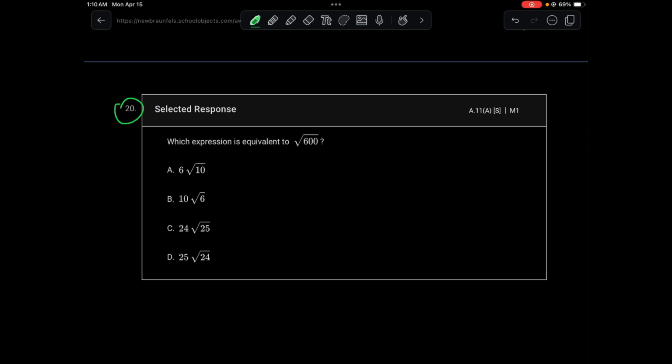20. Which expression is equivalent to square root 600? Well, here we can either do the work by hand or put it on the calculator one by one and see if their value is the same as this value.